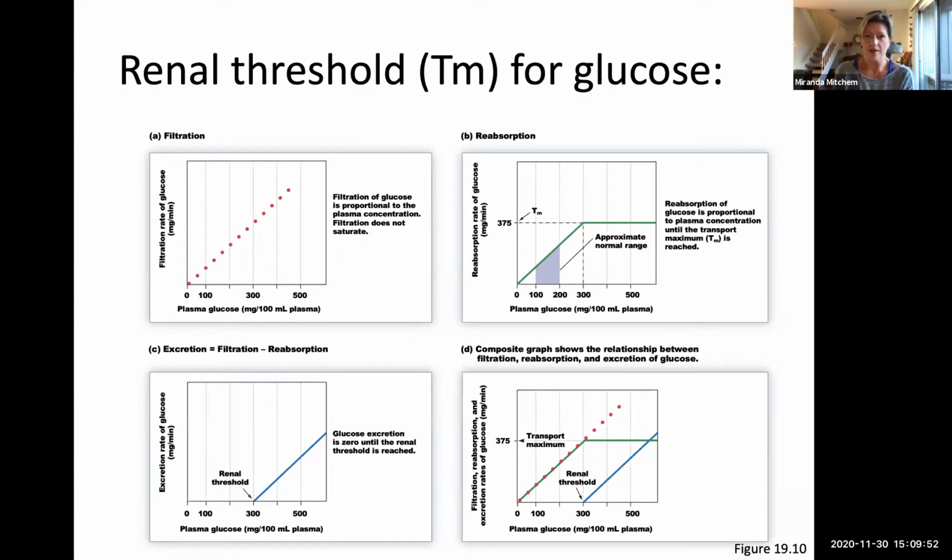So I'm going to set up the lab next week so that we can look at the class data and have a data set to compare. And we should see that most of us do not have glucose in our urine.